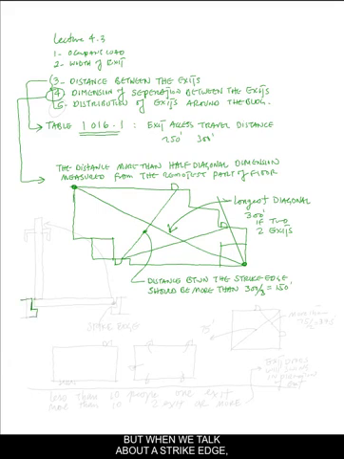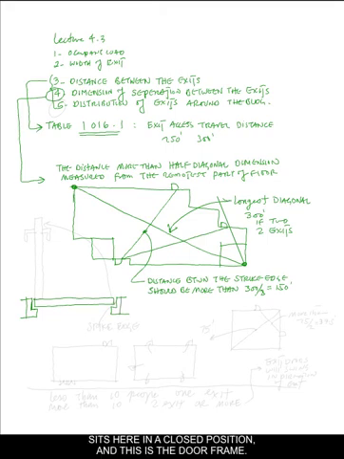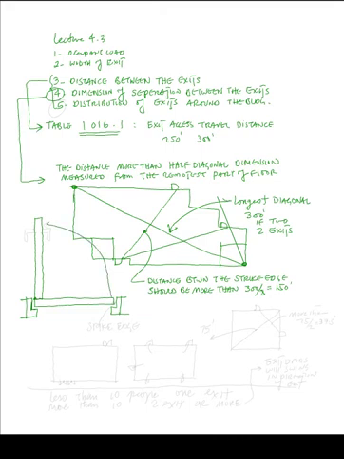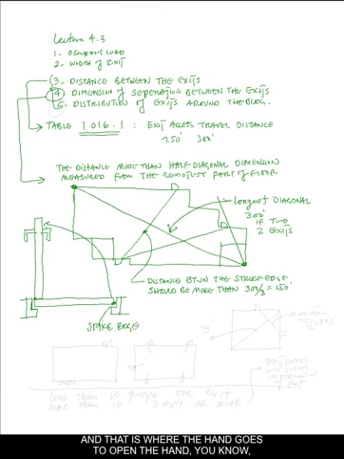When we talk about a strike edge, if this is your door, typically on the plan when you look at the door sits here in a closed position, and this is the door frame. When the door opens, and let's say it hinges in this direction, so as you can see, this is the hinge, and that's where the handles are. That's why this point, when the door closes, is called the strike edge. And that is where the hand goes to open the handle of the door, and then open it up and go.